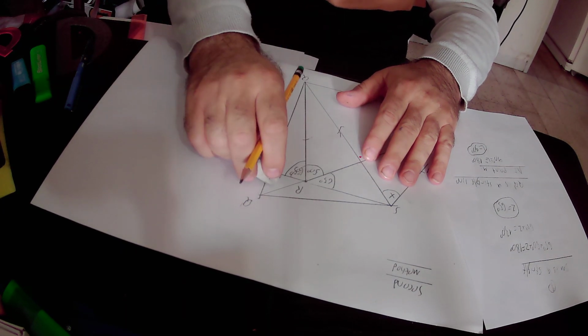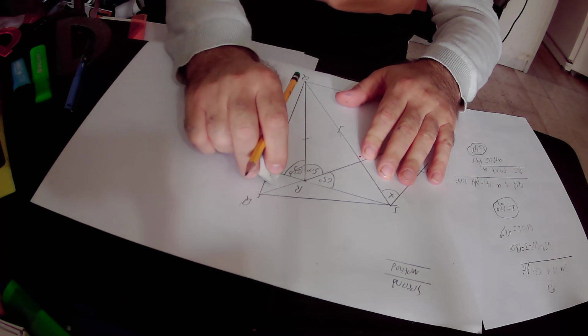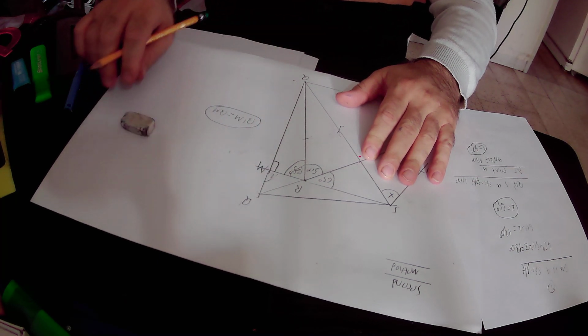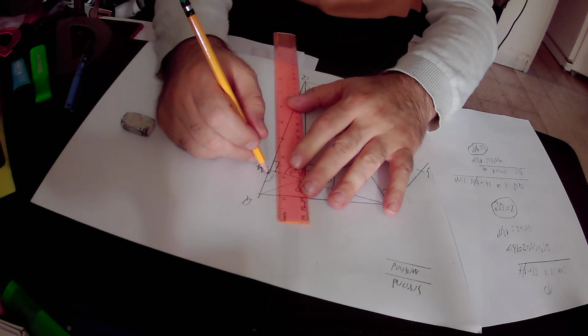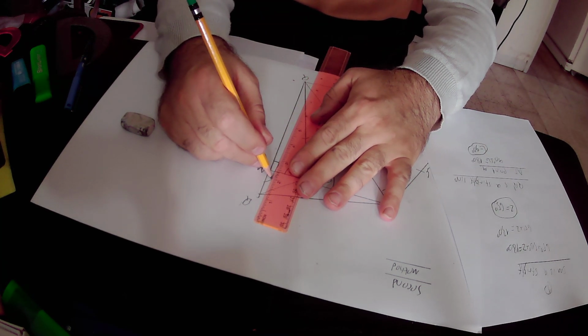Okay, so angle L is a right angle. That is to say, it equals 90 degrees.